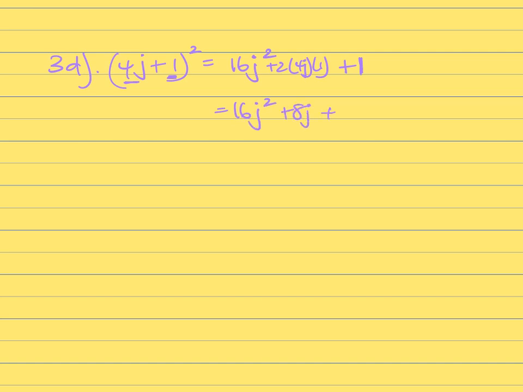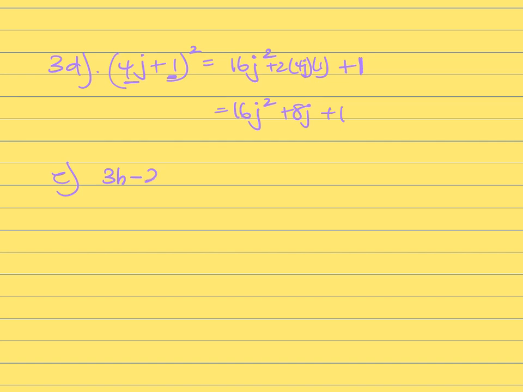3D. 4j plus 1 all squared is a perfect square. So we square this, we get 16j squared. We square the 1, that gives us plus 1. And then we say 2 by the first term by the second term. So 2 by 4j by 1. And that will give us 16j squared plus 8j plus 1. If you wish to do it the long way, you may also do so.